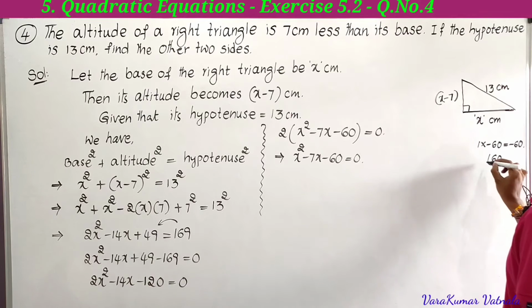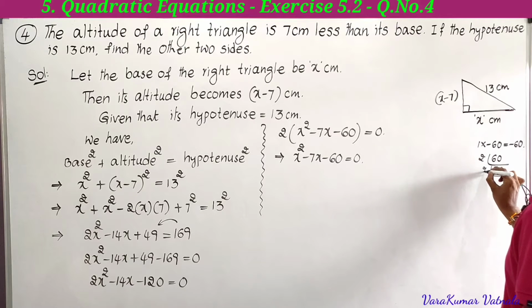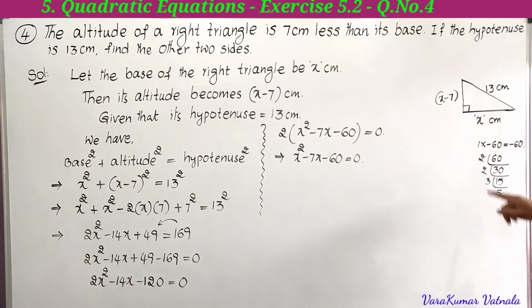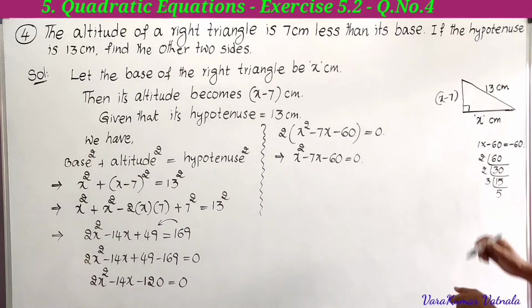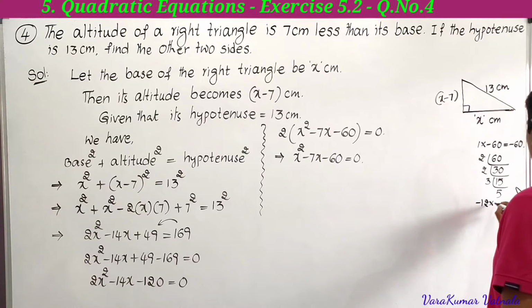Just resolve into factors. 2 into 30. So next 2 into 15 and 3 into 5. So just we have to select. So 2 into 30 is not possible. 4 into 15 is also not possible. But here 2 into 2, 4. 4 into 3, 12. 12 into 5 is 60. Yes, it is possible. But here we have to take minus 12 plus 5.